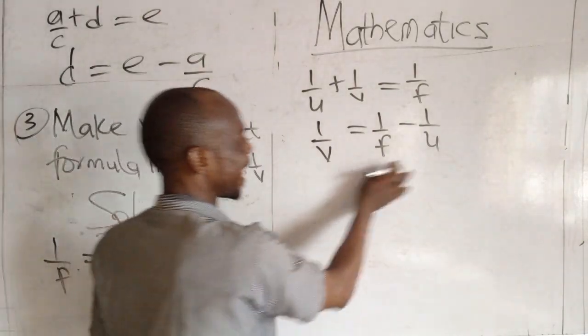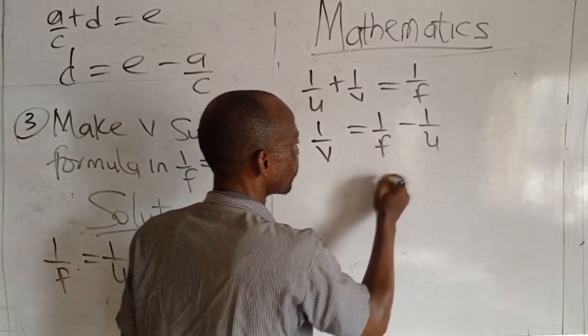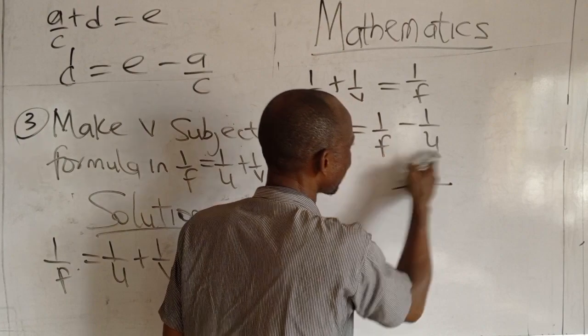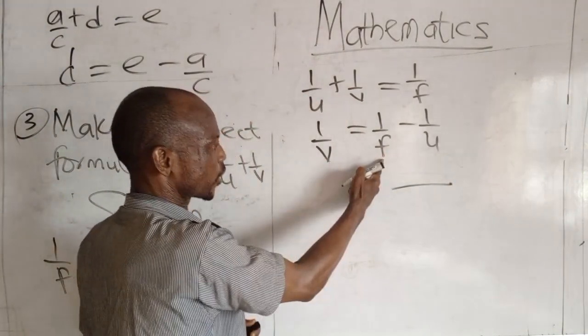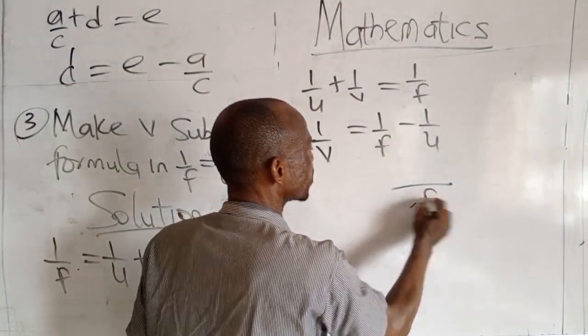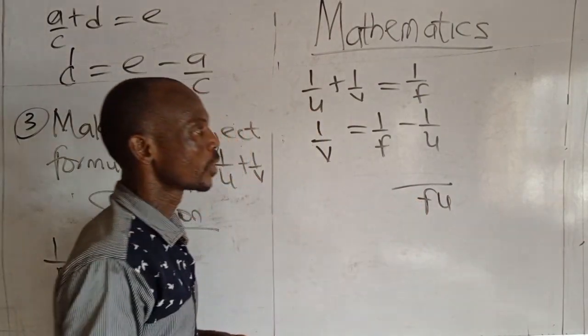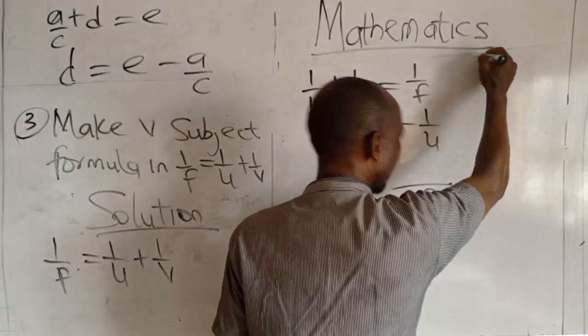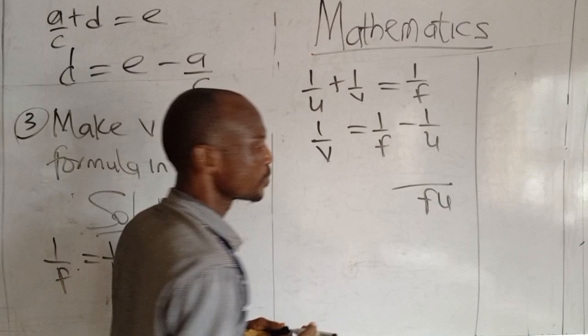So we're going to look for the LCM of F and U. The LCM of F and U is FU. So what do we do here? Now look at this. I want to bring out something.